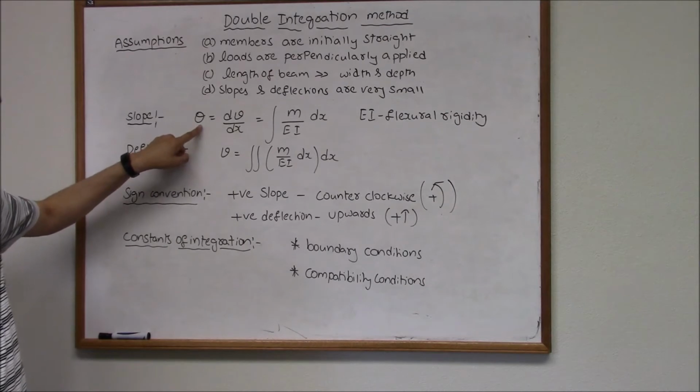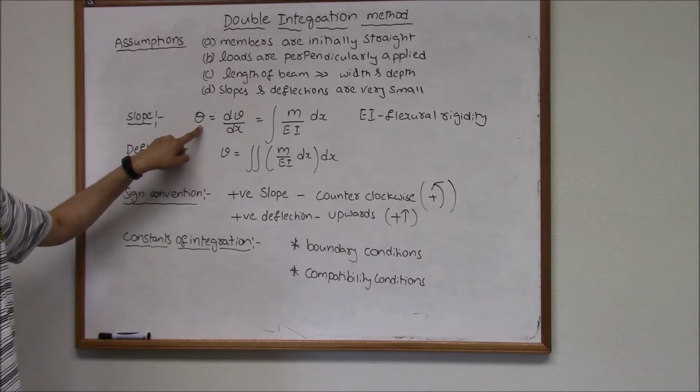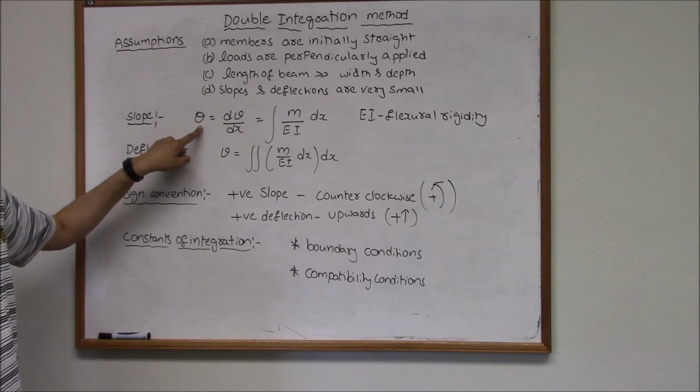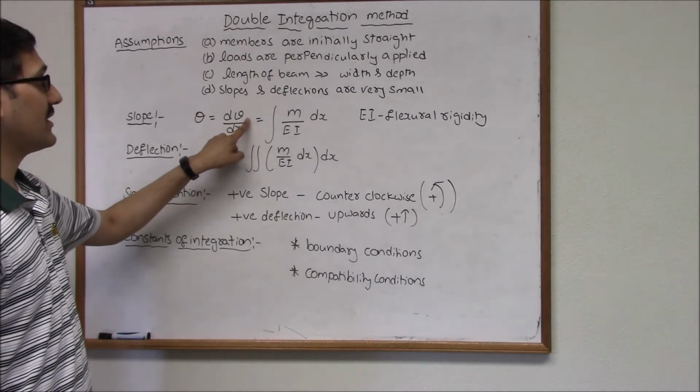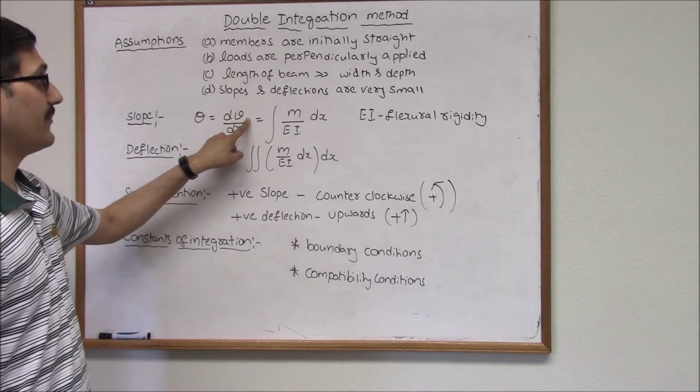Here I denote theta as slope. Slope is nothing but the angle made by the tangent at a particular point with respect to the x-axis, where the tangent is drawn on the beam at the target point. Here V is the vertical deflection of the beam.